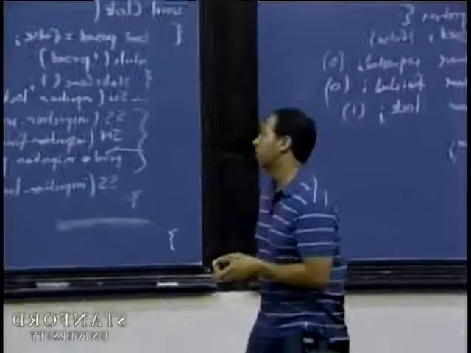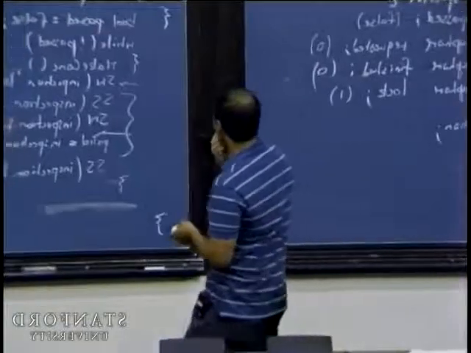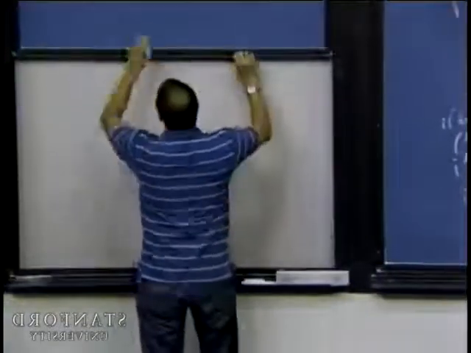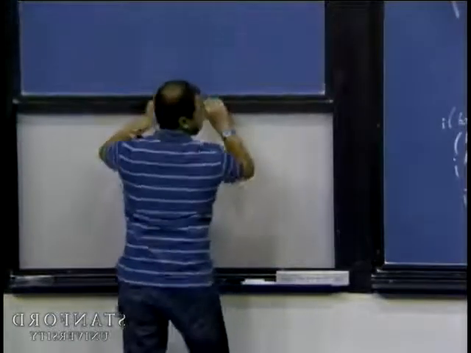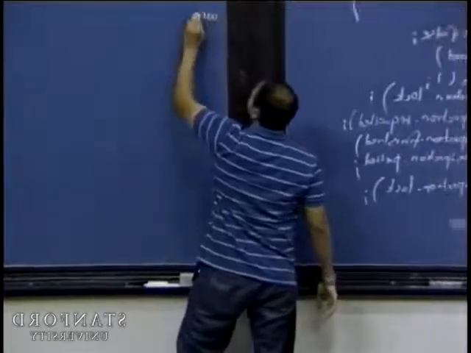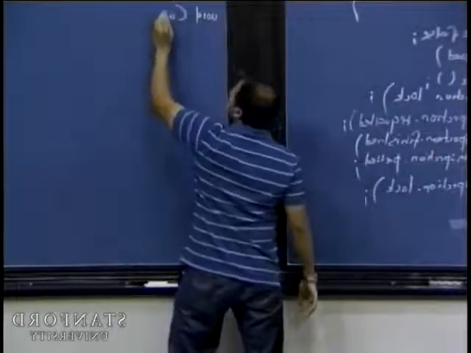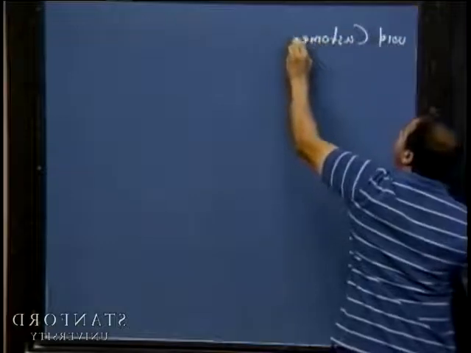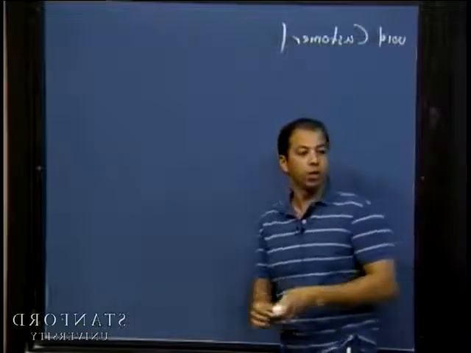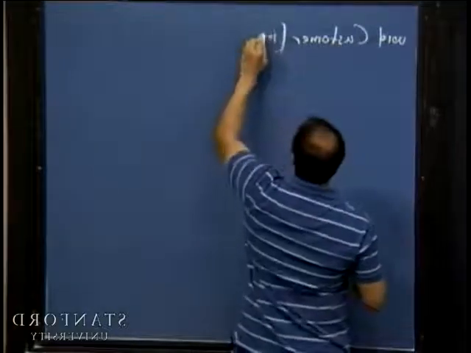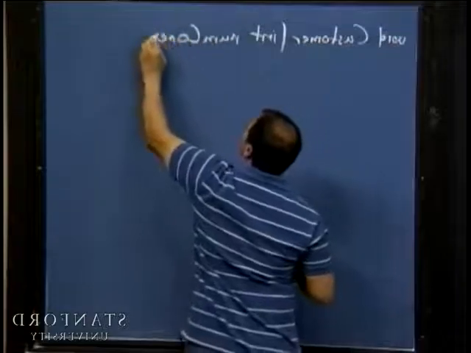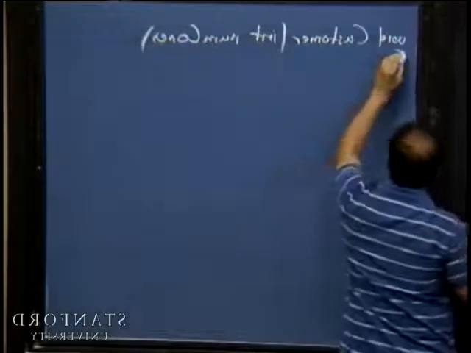Let's first start with the easy part. Let's put it here. So we have a void customer, and the customer takes the random number of cones that he needs to order, right? So he takes an int num cones, and let's see what he does.